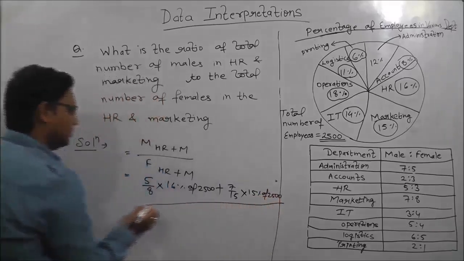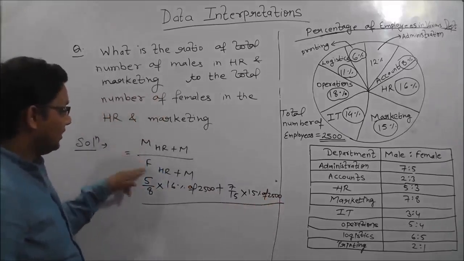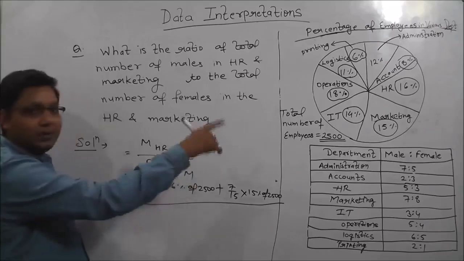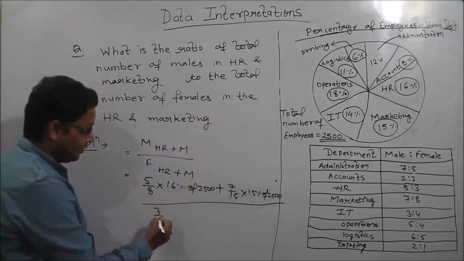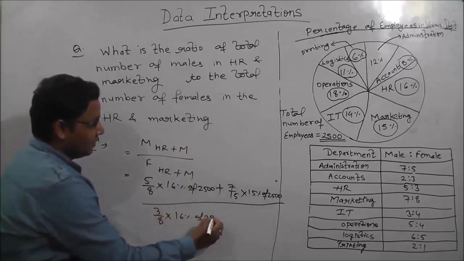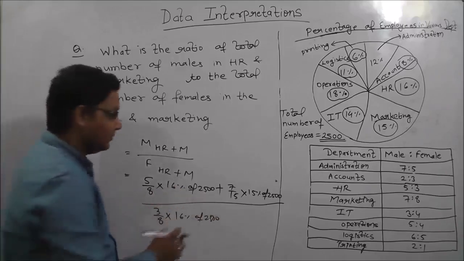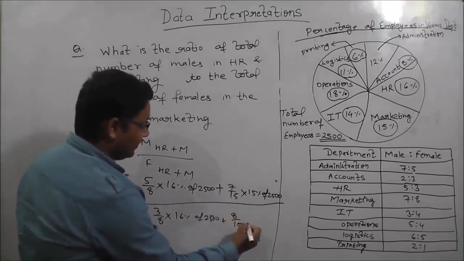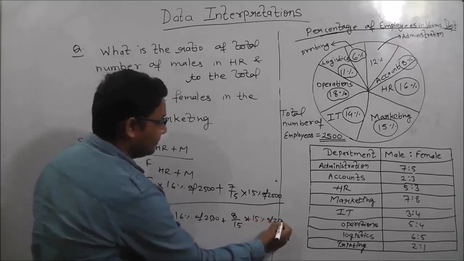Okay. So once we have written the numerator, we have to write the same thing for the denominator, with just the change that it is female. So no need of looking back at the diagram. We can write from here only. 8 minus 5, 3. 3/8 into 16% of 2500, because this thing will be the same, because the number of employees is the same. Okay. Plus 15 minus 7, 8. 8/15 into 15% of 2500.